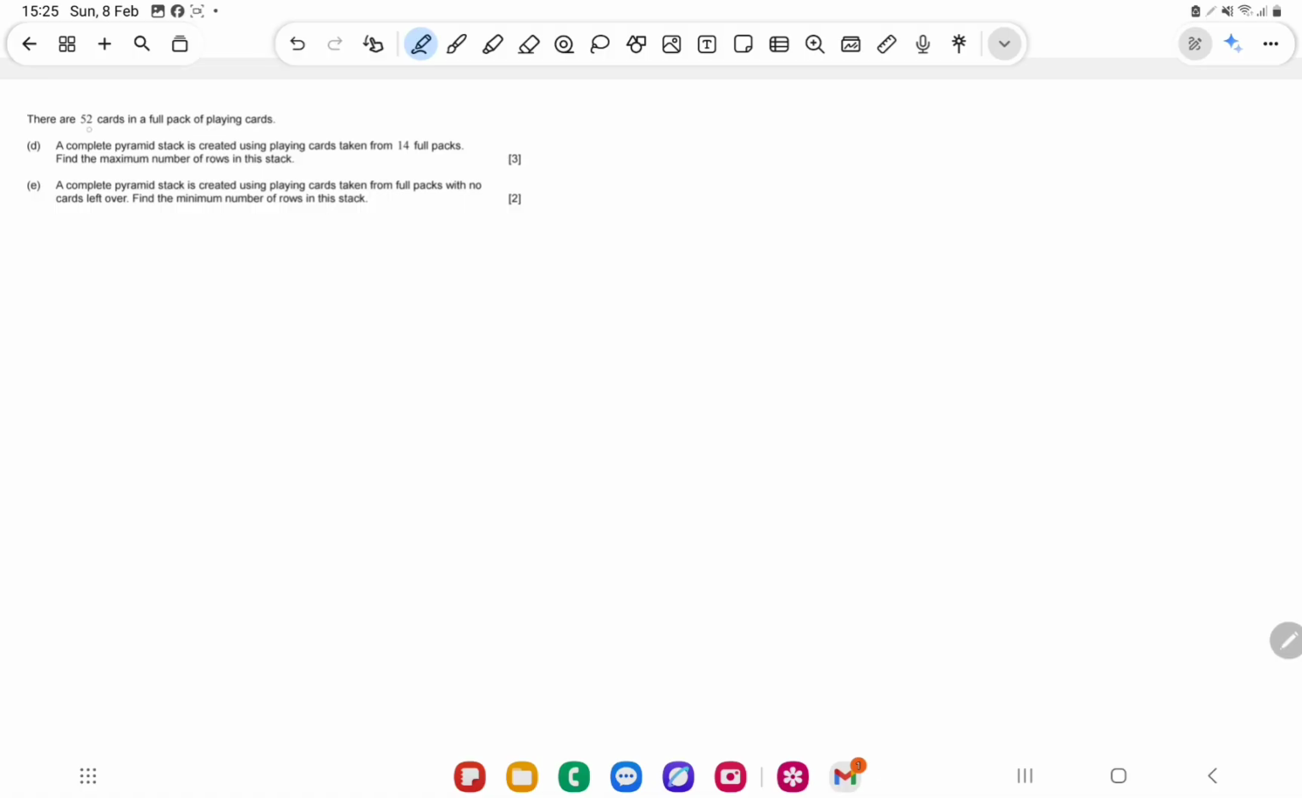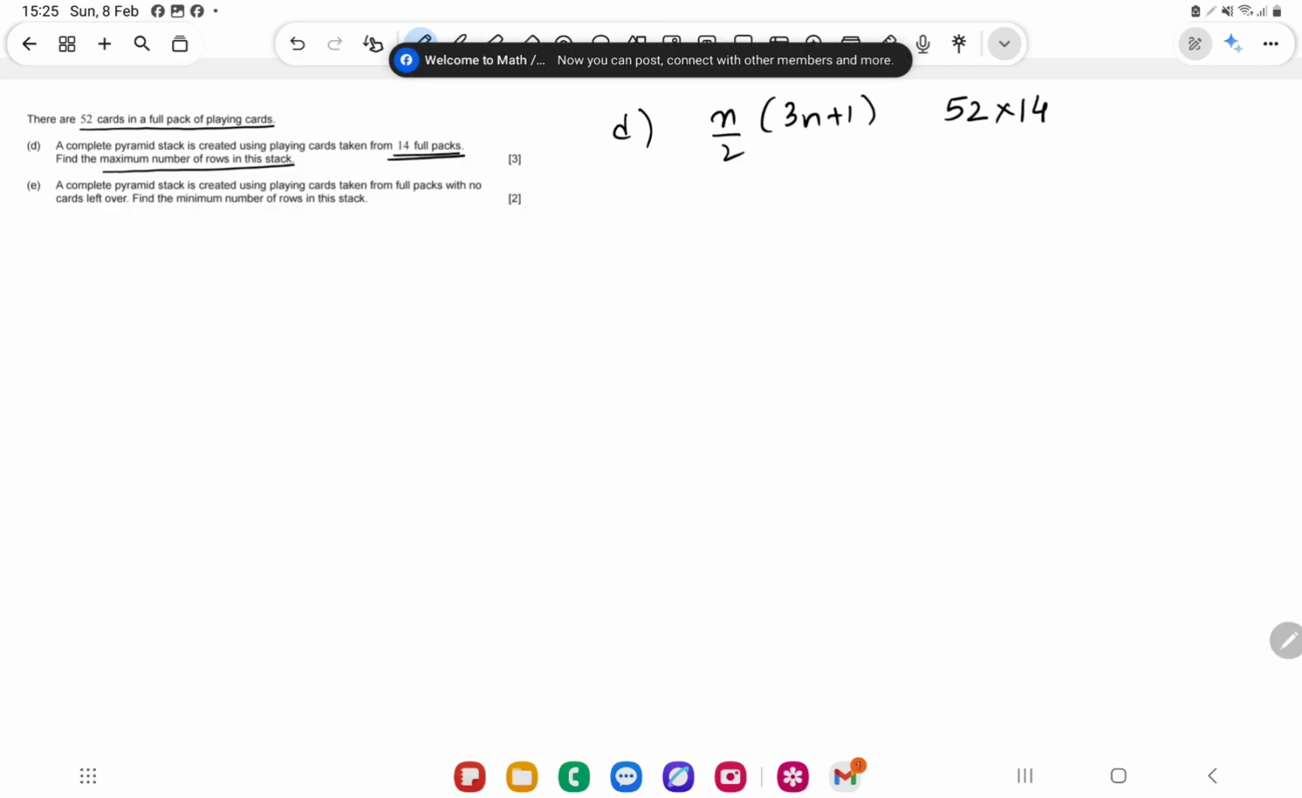Now in the next part it says there are 52 cards in a full pack of playing cards. A complete pyramid stack is created by using the playing cards taken from 14 full packs, and we have to find the maximum number of rows in this stack. Now for this we will use our answer from the C part, which was n by 2 (3n plus 1). For one full pack we have 52 cards and they have asked for 14 full packs. So I will multiply this by 14. And it says find the maximum number. So to find the maximum number, I can write it less than or equal to.